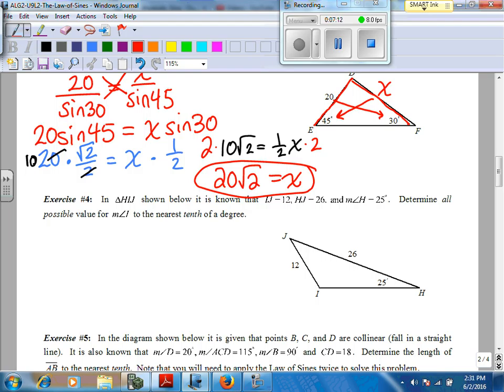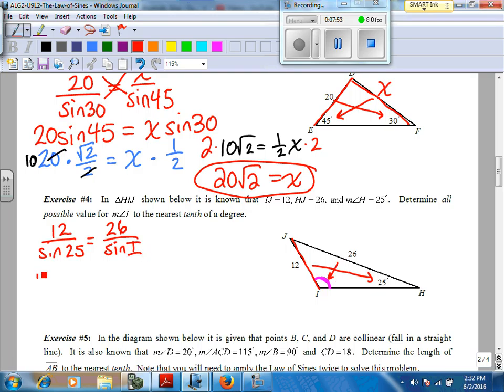So that was a little tough because we couldn't just plug it into the calculator like the last one. All right, let's look at the next one. Again, they give you a bunch of different values. They want you to find angle I. So take a second and set up the proportion. Again, 12 should go over sine of 25. 26 should go over sine of whatever angle I is, which we don't know.